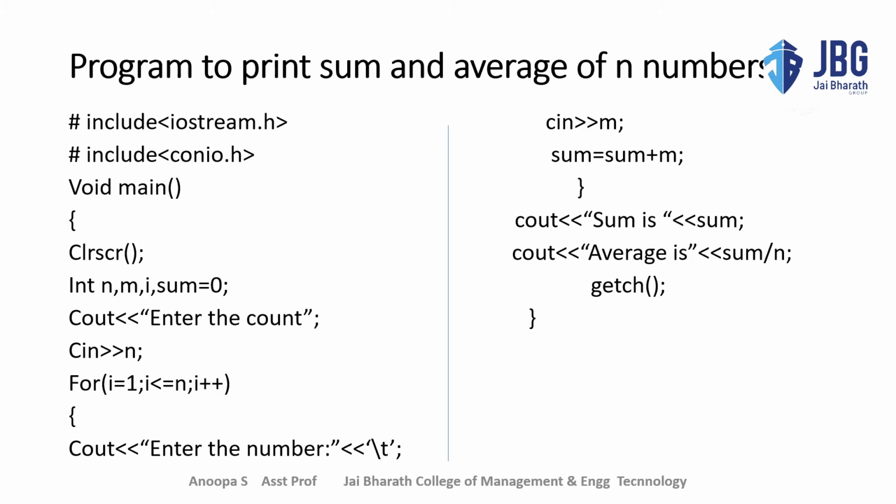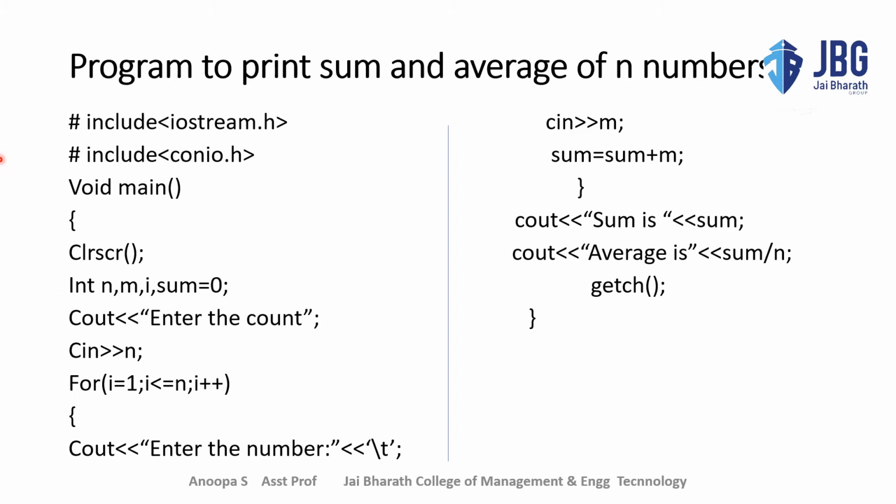If I want to find the sum of 5 numbers, I can give any 5 numbers. After that, if I want to find the sum and average of 10 numbers, I can give n as 10. So we are using a general statement, or we are giving a random number n.